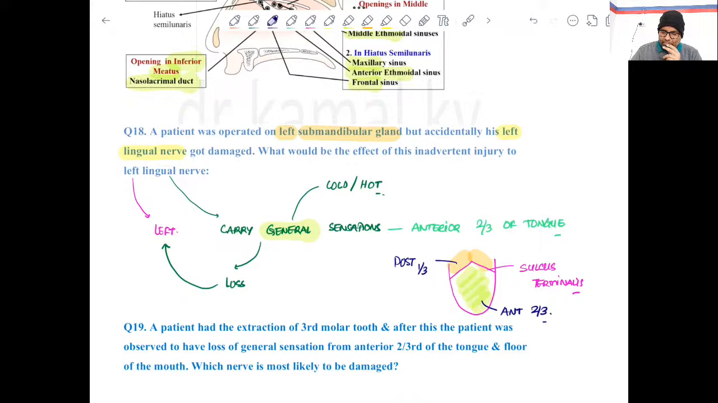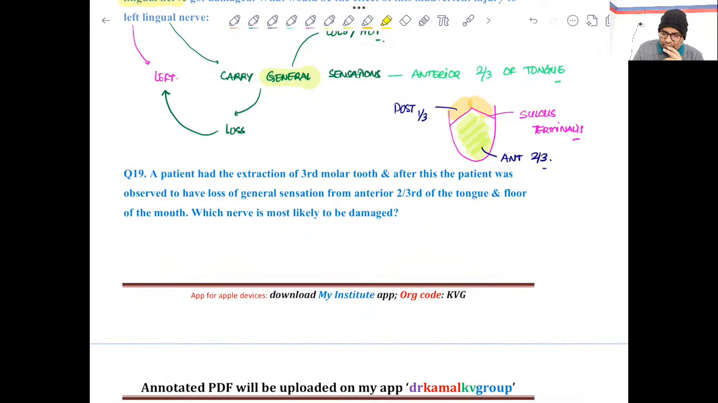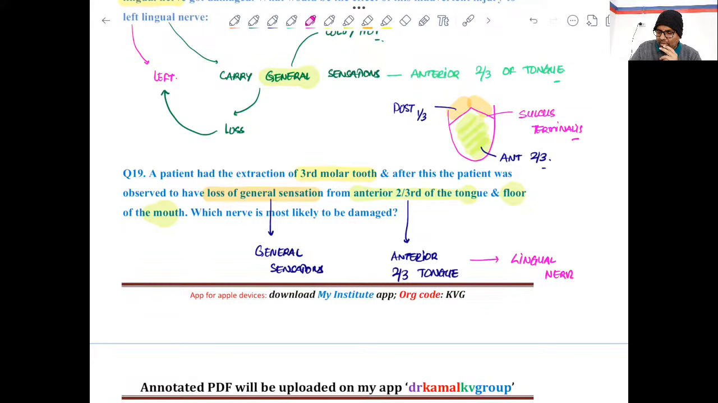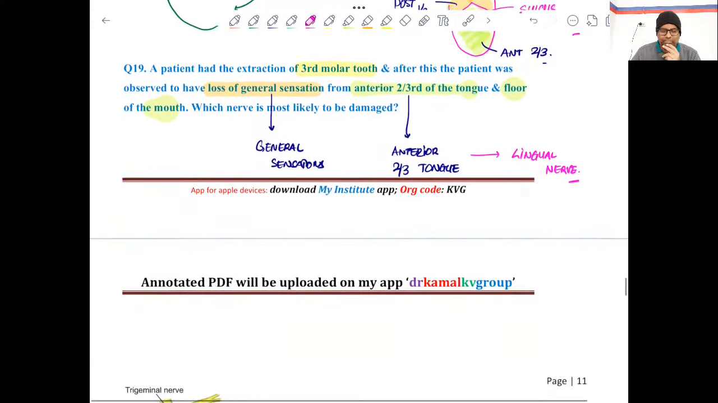So moving forward, a patient has extraction of a third molar tooth, and after this the patient observed that there is loss of general sensations from the anterior two-third of the tongue and the floor of the mouth. General sensations, we have already discussed this. Anterior two-third of the tongue. I think everyone should answer this. The answer has to be, very good, Dr. Puneet, very good. This is nothing except the lingual nerve. We just discussed it. So this is the lingual nerve. Fine. This is how you can make your answer.